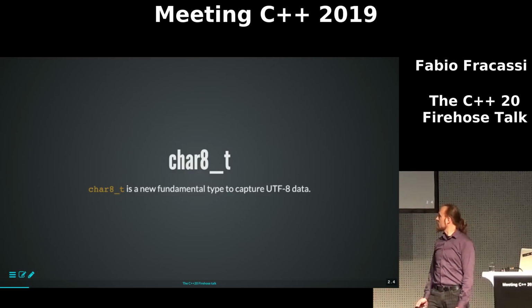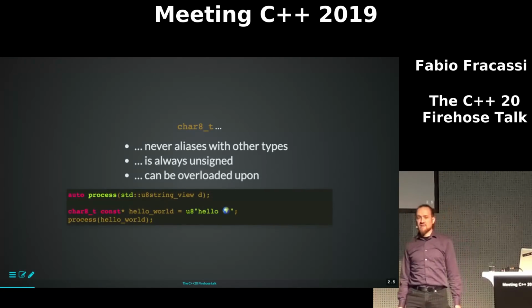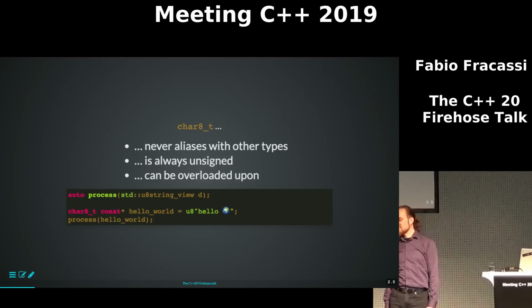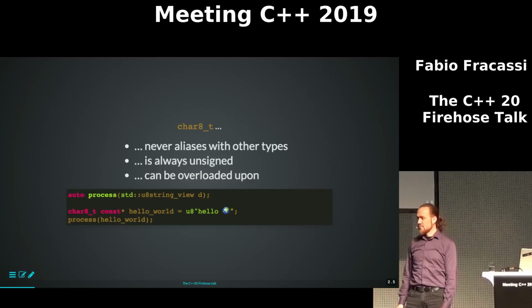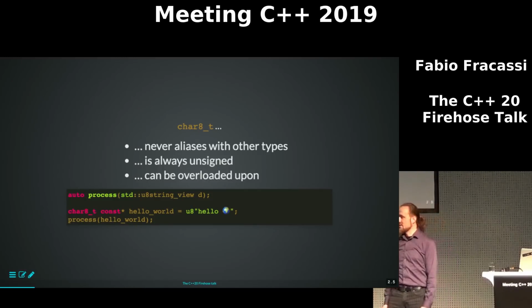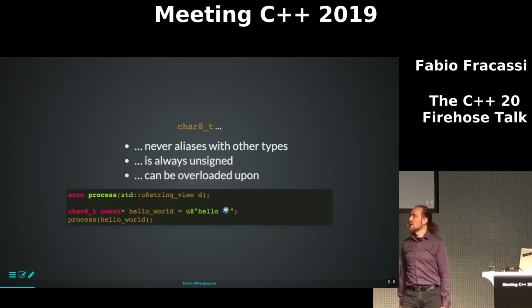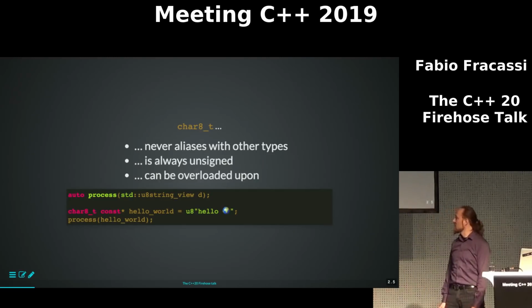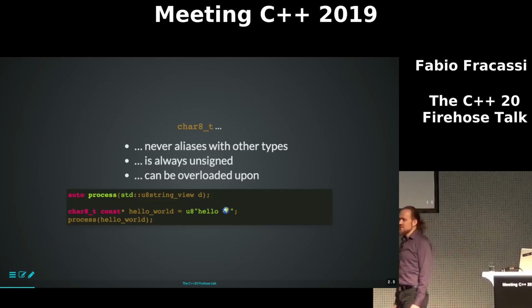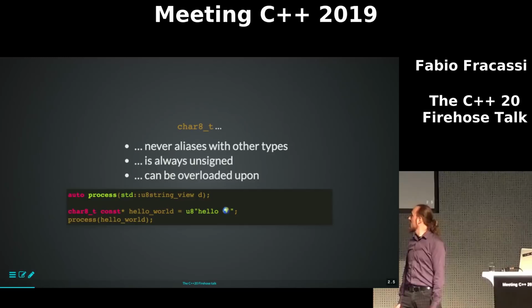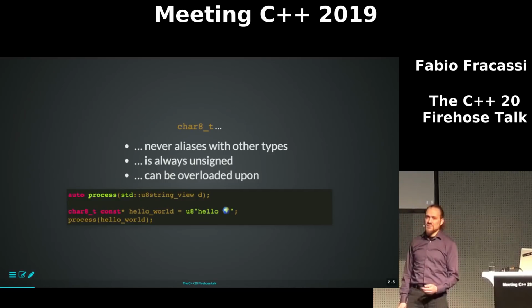And what does it do? It never aliases with any other type. So if you type out a string with it, you will not have the performance penalty you have with normal strings, that it has to do alias analysis. So the optimizer can be better. It's always unsigned. That's a nice thing too. It's easier to do portable analysis of the chars in there.